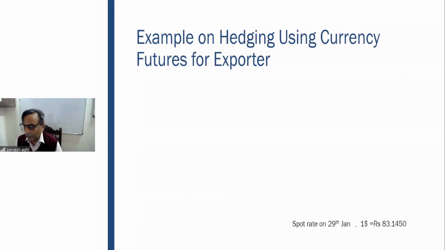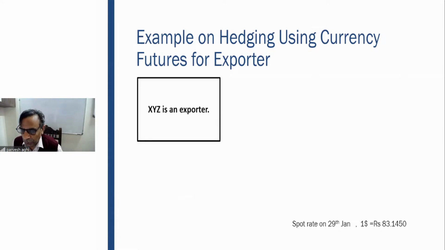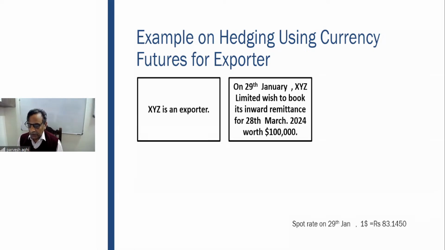So let's take the example of an exporter. Okay. So very important. Before we finish, this is a very important thing. So please understand, you are now an exporter. So XYZ is an exporter. Now this slide I have not updated. So on 29th of January, which was last month, he opened his screen, he hooked it to the terminal, and he saw that he has to receive a payment now, $1 lakh, on 28th of March.